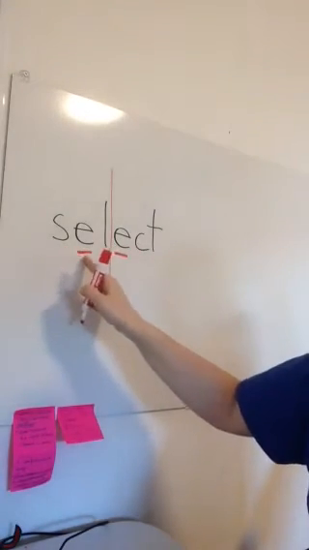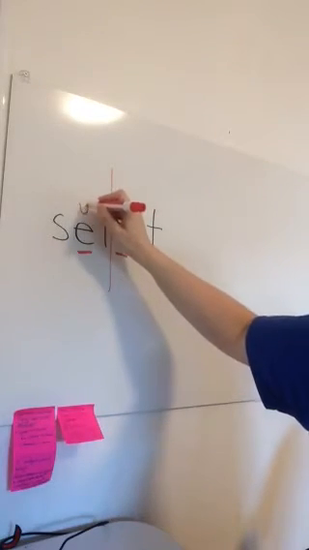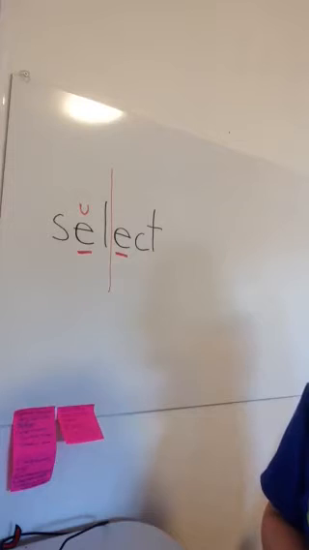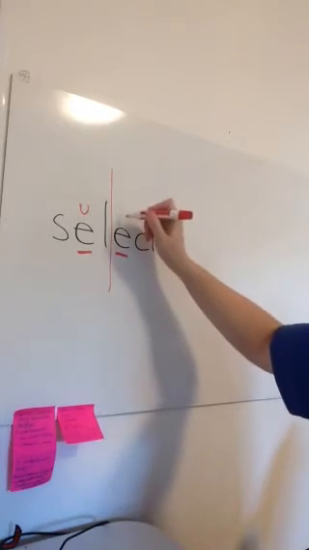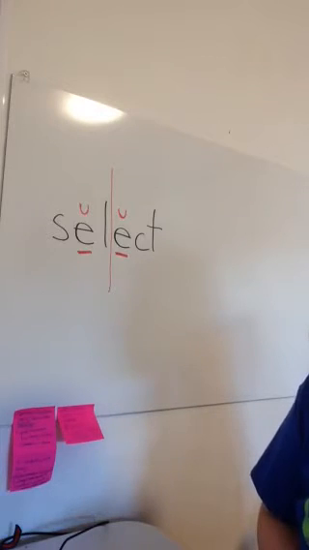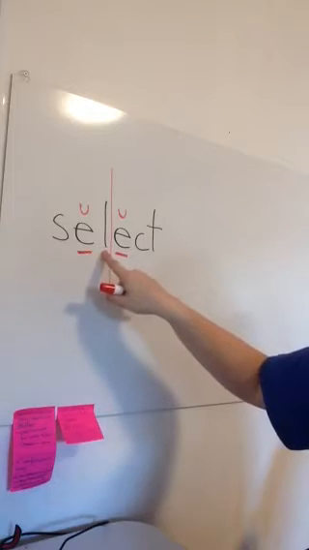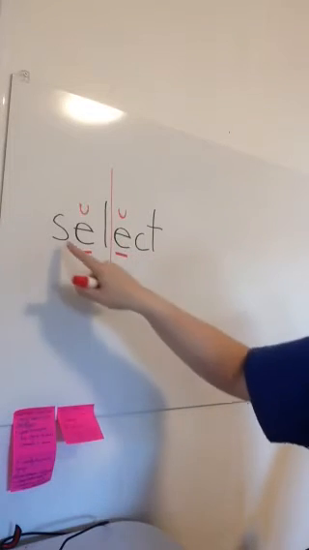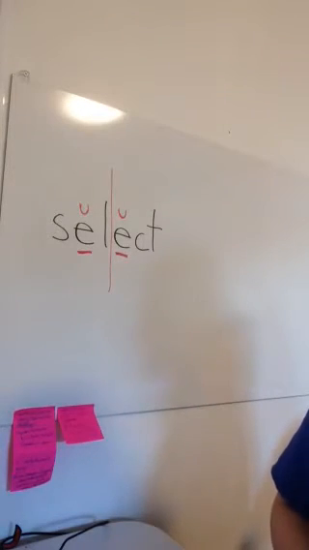We know this E is in between those two consonants, so it is going to be a closed vowel, meaning it's going to have a short sound. And this one, well, it's followed by a consonant here, so it is going to be closed, and it is going to have a short sound. So let's do this. S, e, l, sell, e, c, t, select.